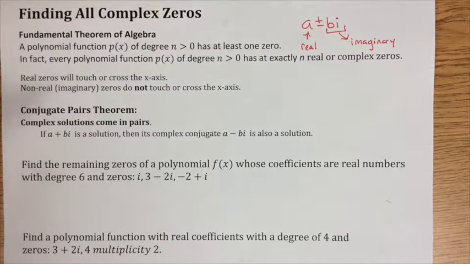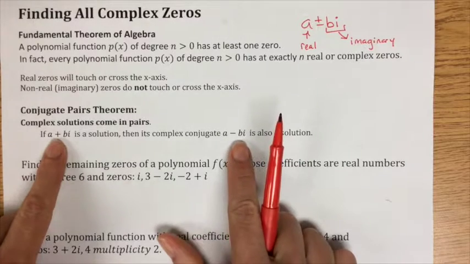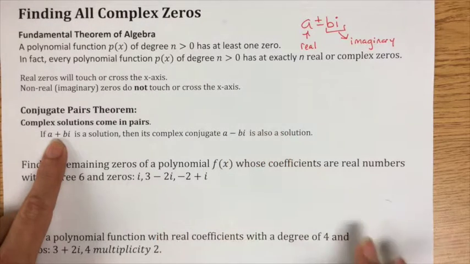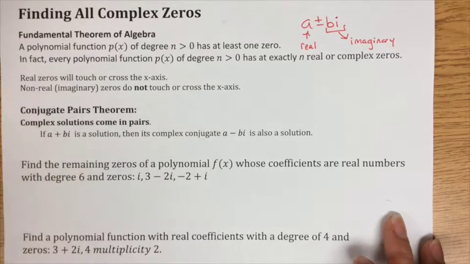This is called the conjugate pairs theorem, and basically it just says that you're always going to have a positive and negative imaginary component. So if you have a plus bi, you must also have a minus bi. If you have negative i, you will also have positive i. You need to remember that as you're looking at these, because a lot of the examples or problems that will be given to you do not require much work if you just remember that complex solutions come in pairs.